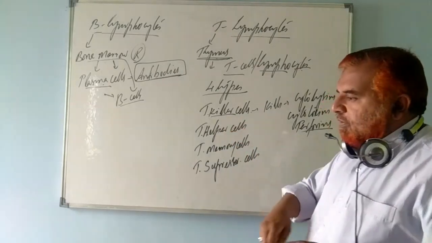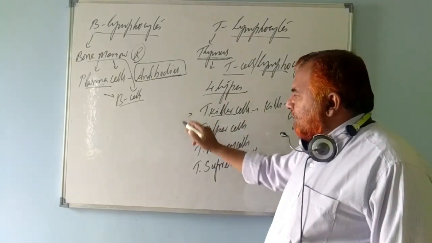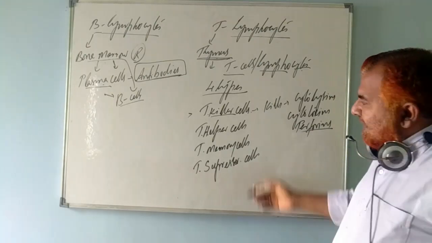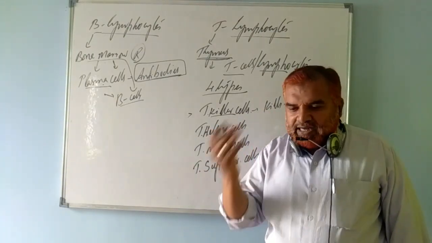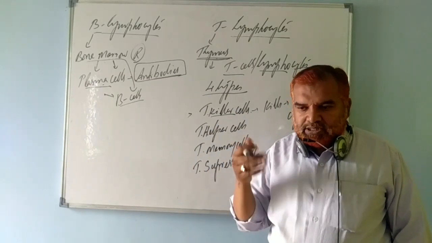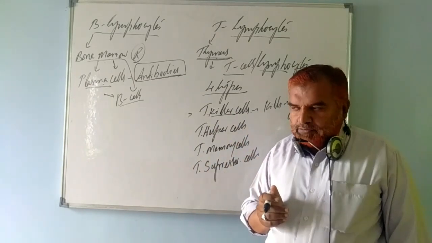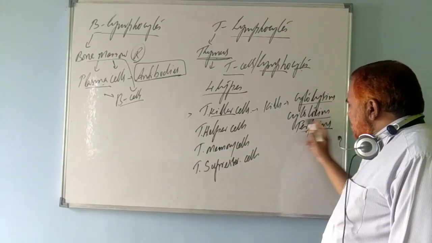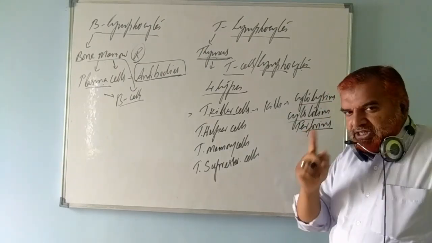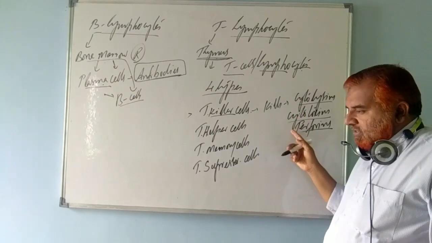T killer cell is one type of T lymphocyte. They kill the cells, which cells? Harmful cells, pathogenic cells, antigens, bacterial cells, other viral particles also, by producing cytolysins, cytotoxins and perforins. In the NEET, they may ask you about these chemicals.